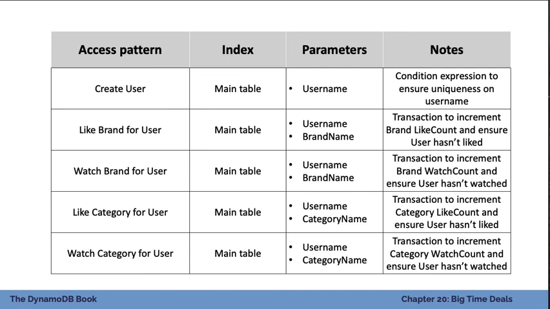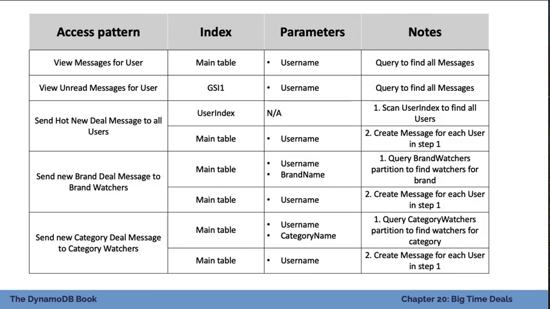So you have that create user access pattern, and then you also have like brand, like category, watch category. And the big thing you want to think about there is including it in transactions where you're incrementing the reference count on either the brand or that category for either the likes or the watches, but also making sure that the user hasn't previously liked or watched that by creating this tracking item for them.